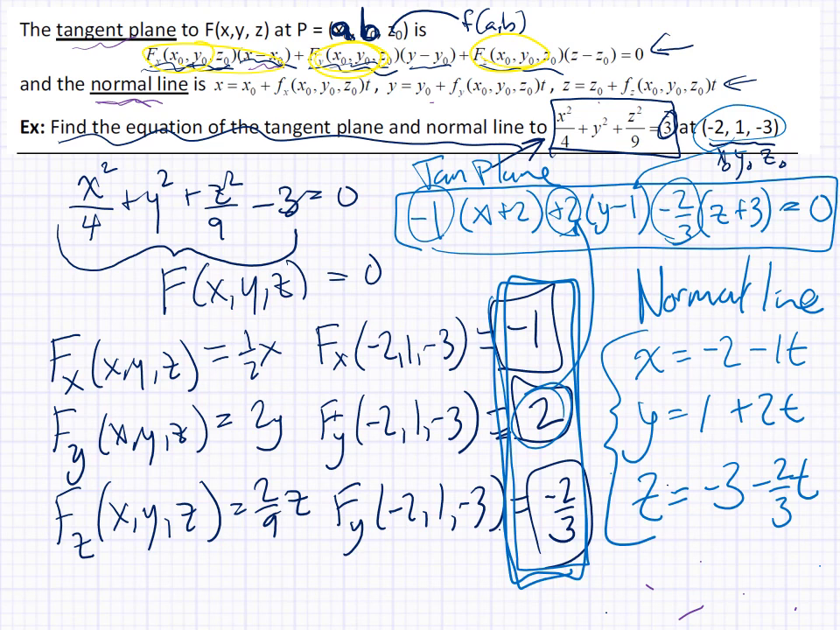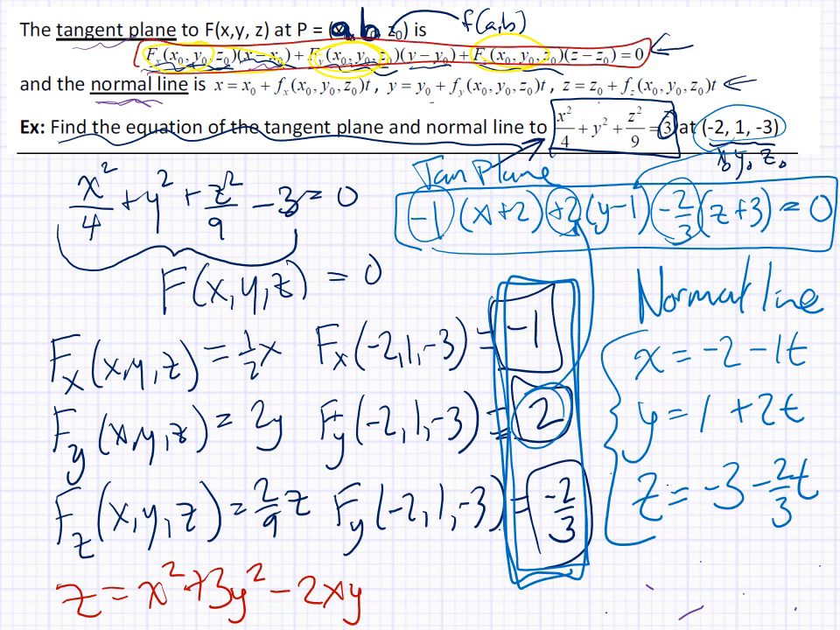Now let me just take this one step further. Let's say I had an explicit function. Let's say I had z equals x squared plus 3y squared minus 2xy. I could use these formulas to find the equation of the tangent plane for this. But I would first put this in implicit form, which would just be bringing the z over. And so I would get 0 equals x squared plus 3y squared minus 2xy minus z.